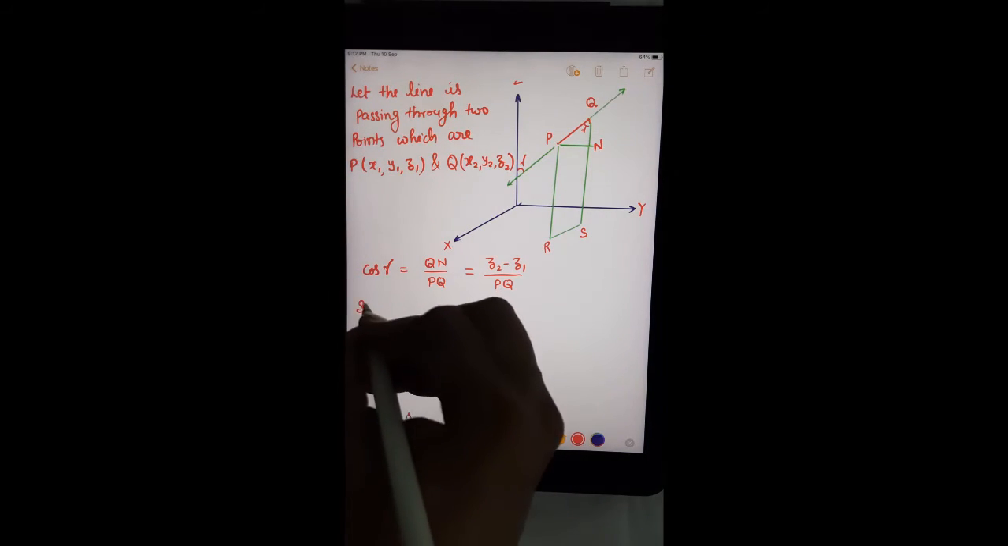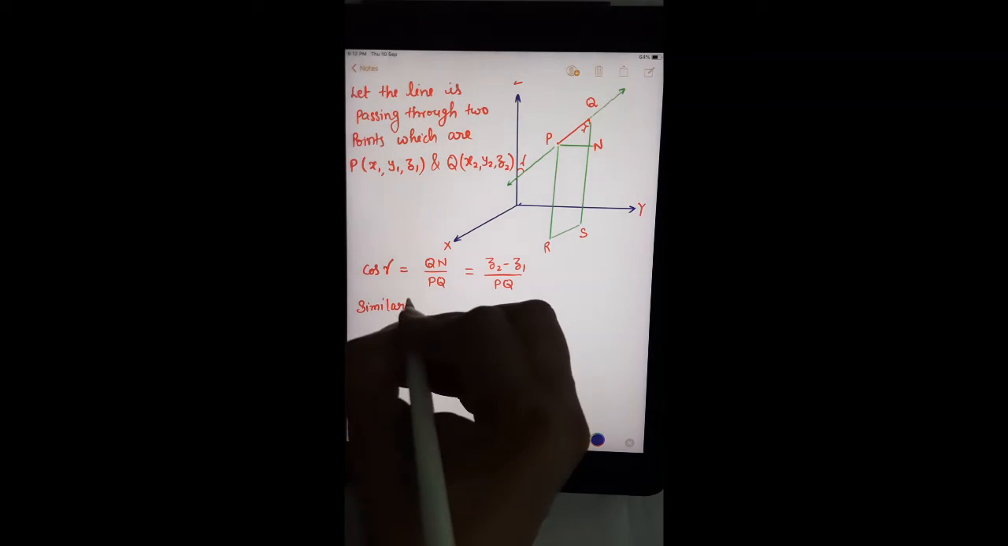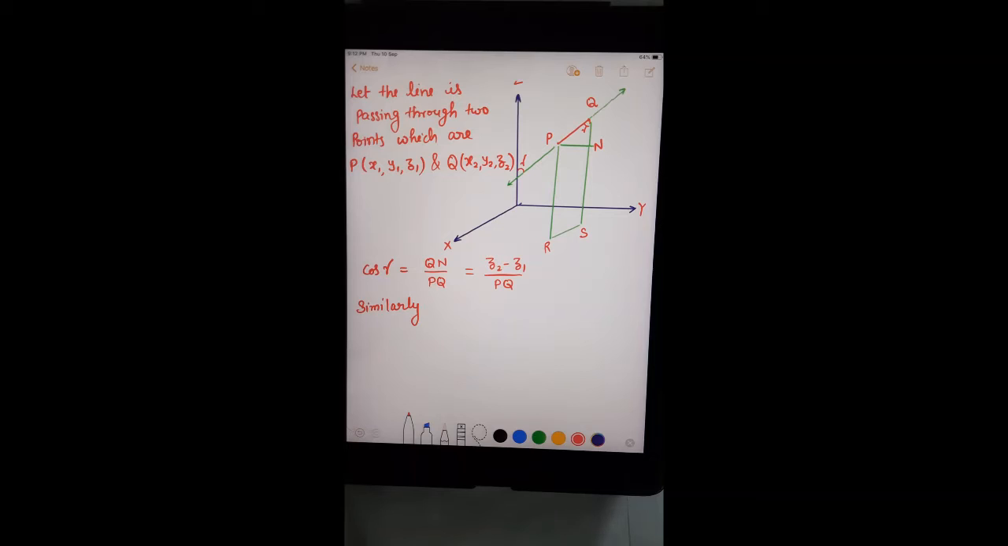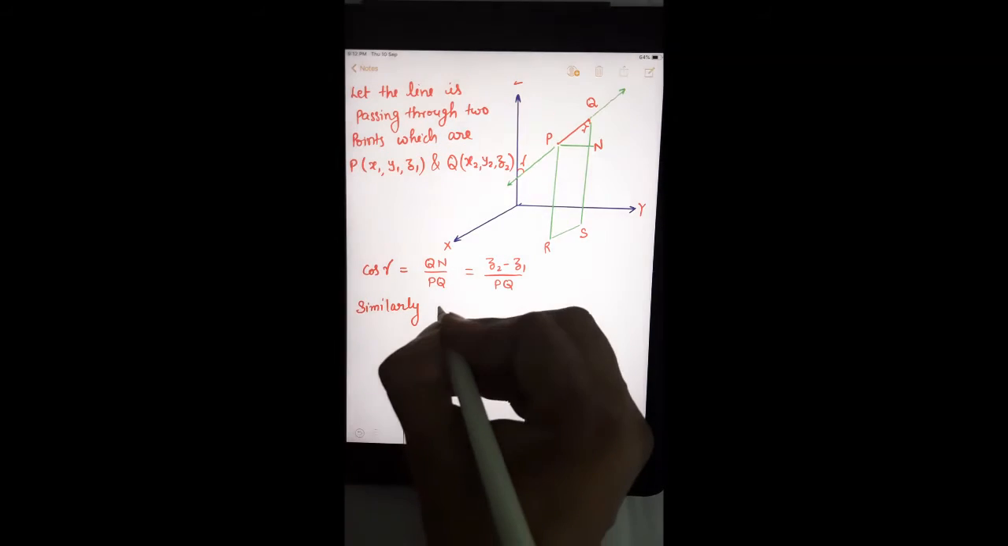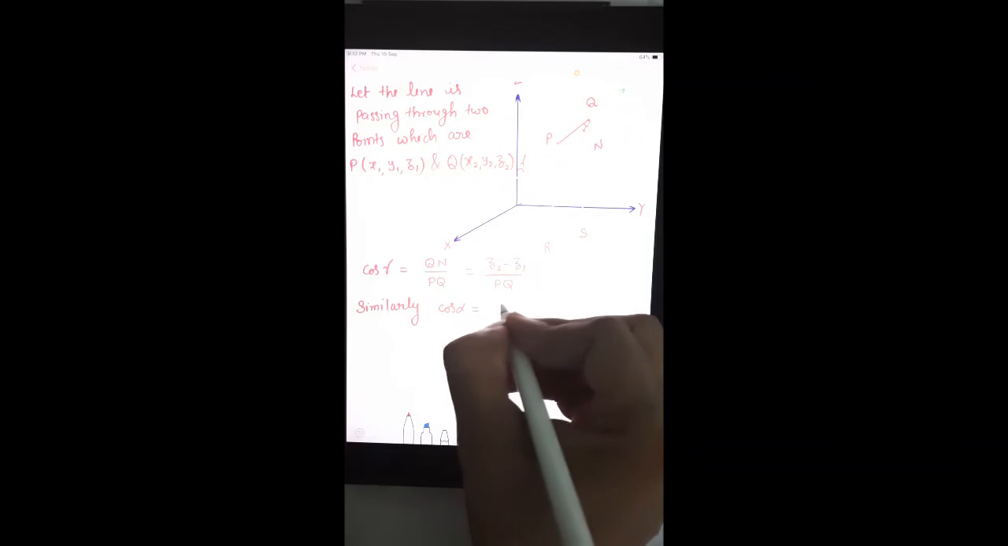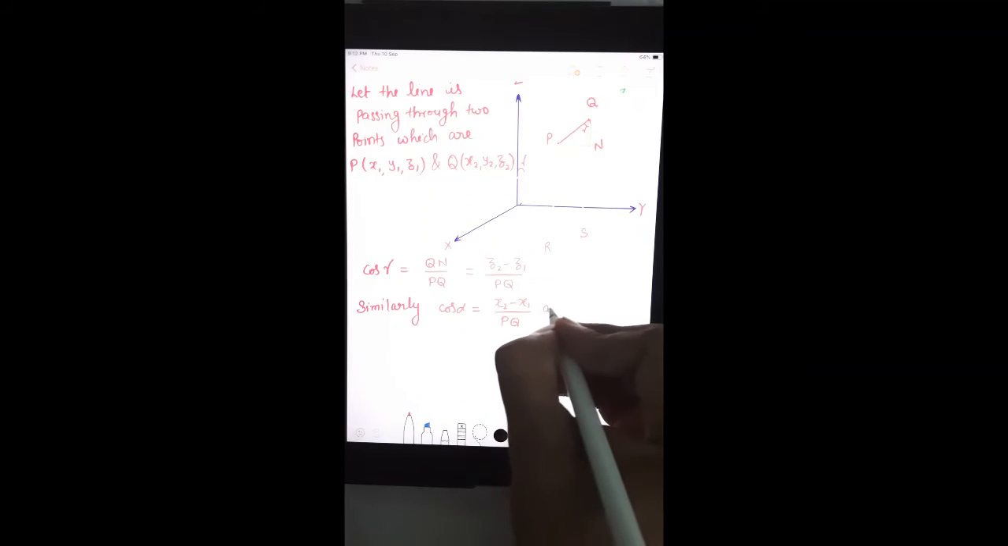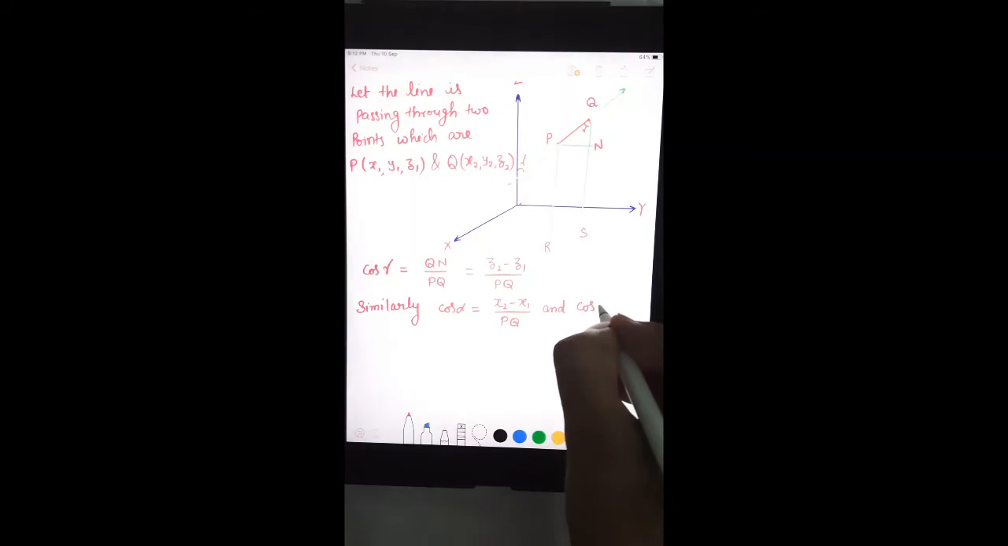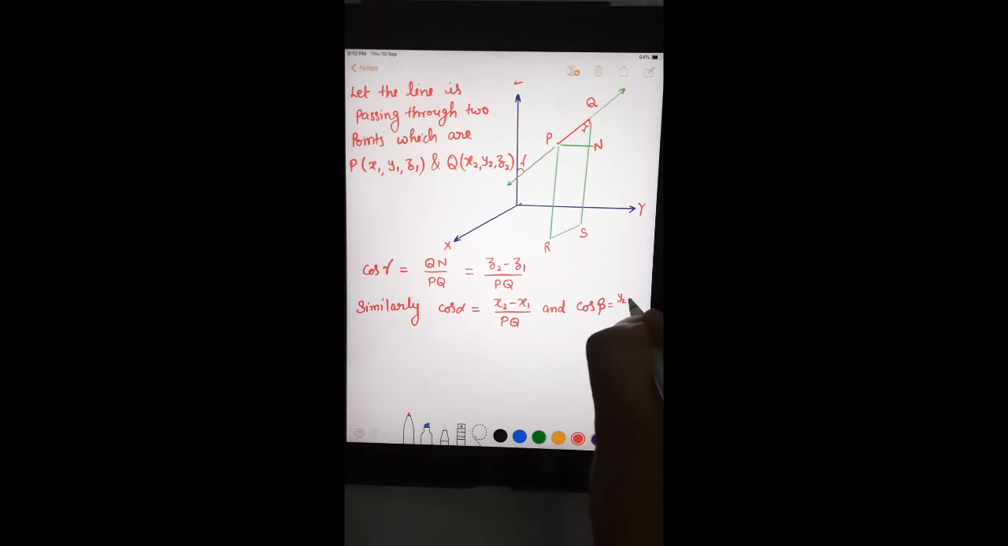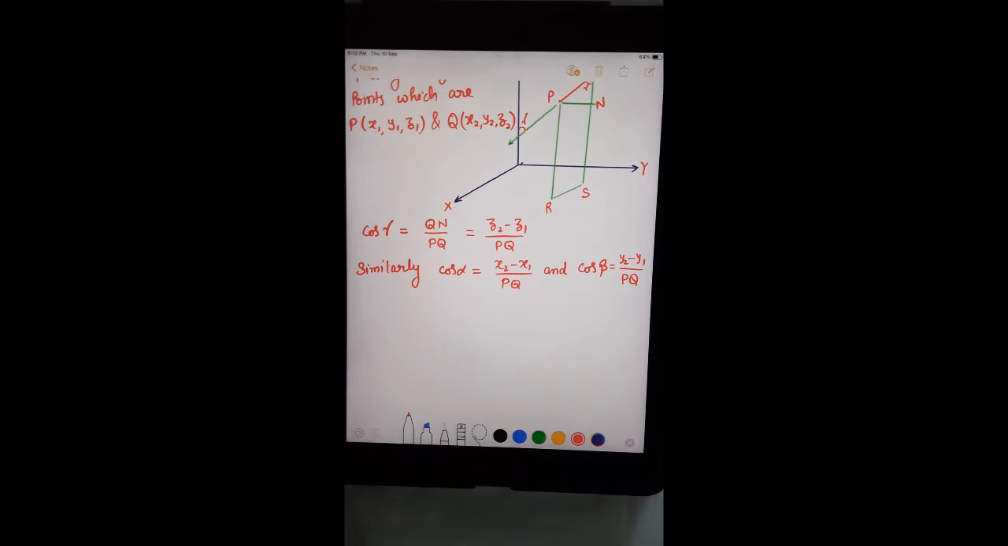And similarly, we know the line is making alpha angle with the x-axis, so the value of cos alpha will be x2 minus x1 upon PQ, and cos beta is equal to y2 minus y1 upon PQ. Hence, the direction cosines of the line segment joining the points P (x1, y1, z1) and the other point Q whose coordinates are x2, y2, z2 are.